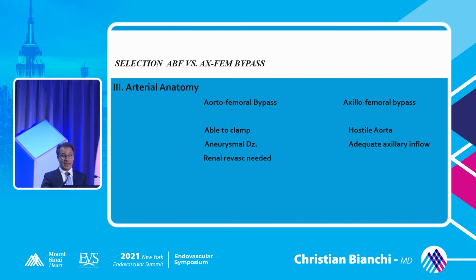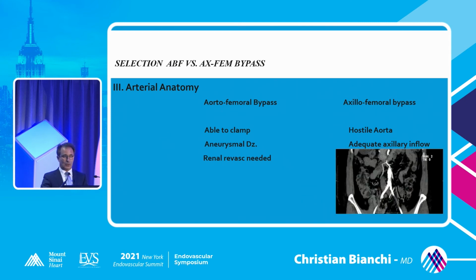In terms of the arterial anatomy, again, where we put the clamp, where the aneurysmal disease is present or not, where there's renal revascularization needed, versus when you have an axillofemoral bypass, which is a hostile aorta or adequate, and we have to have adequate iliac inflow. And you've seen this CAT scan with a coral reef aorta in your practices, I'm sure. And this is, like they were saying in the previous panel, unclampable aortas, and it's really not fun.